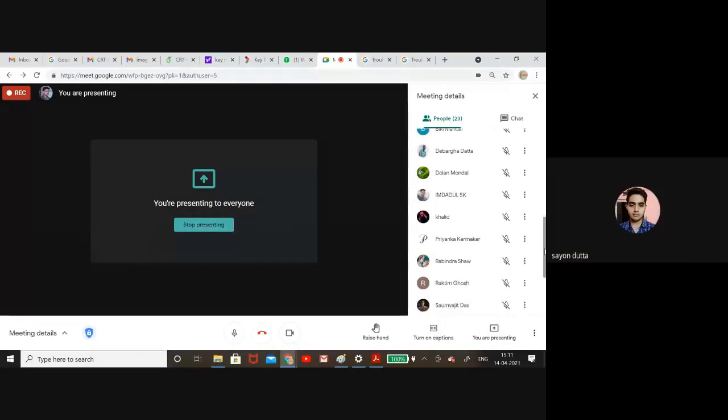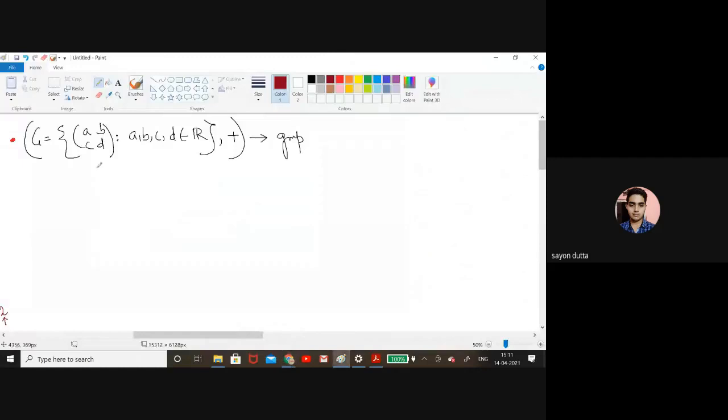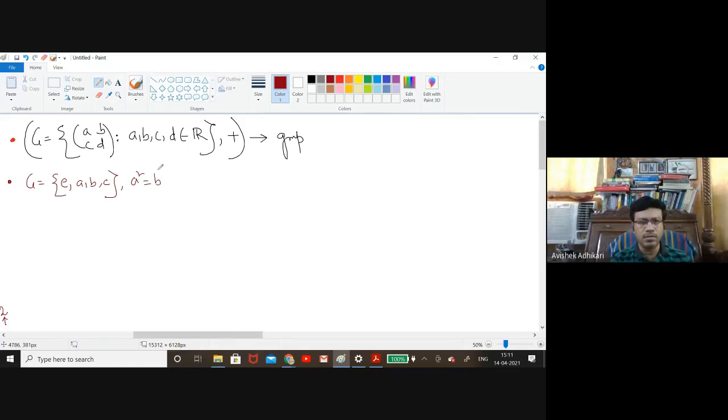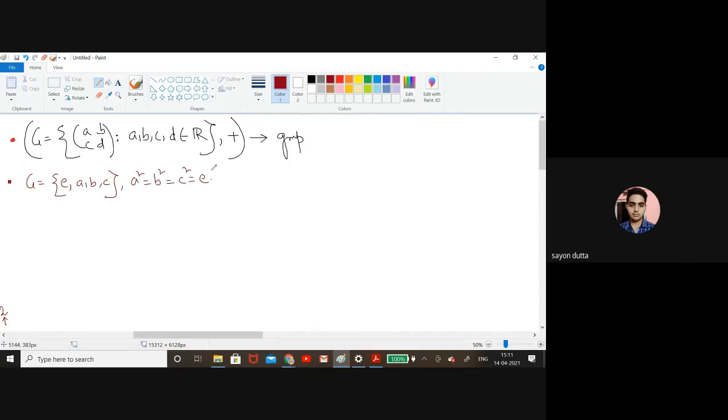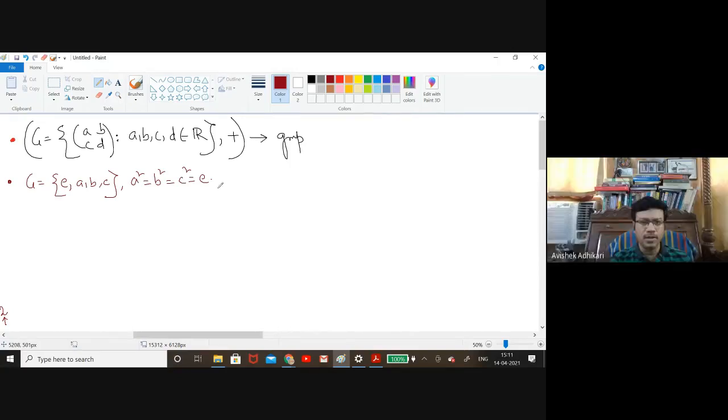Sir, let's consider a group which has 4 elements: E, A, B, and C, where A square equals B square equals C square equals E. Yes. E is the identity element. Only that operation will be fine. Anything extra information do you require here?